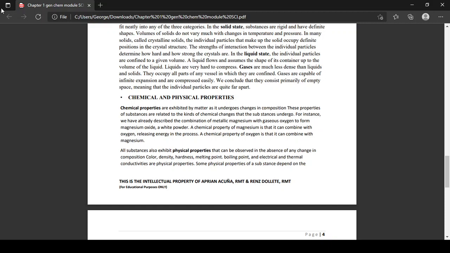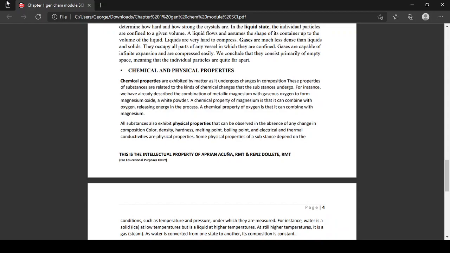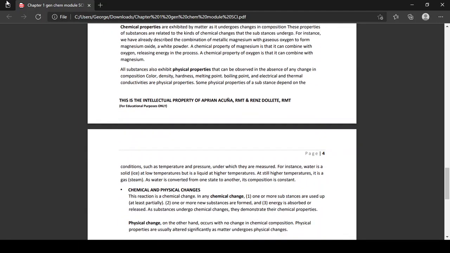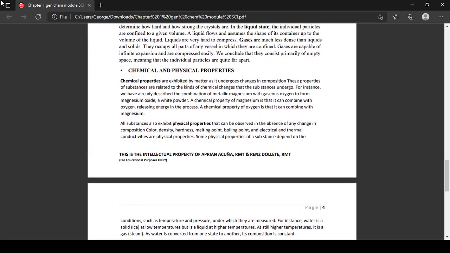And all substances, kids, also exhibit physical properties because these can be observed in the absence of any change in composition. Its color, density, hardness, melting point, boiling point, and electrical and thermal conductivities are all physical properties. Properties of a substance depend on the conditions, such as temperature and pressure, under which they are measured. For instance, water is solid as ice at low temperatures and is liquid at higher temperatures. At still higher temperatures, it is gas or steam. As water is converted from one state to another, its composition is constant.